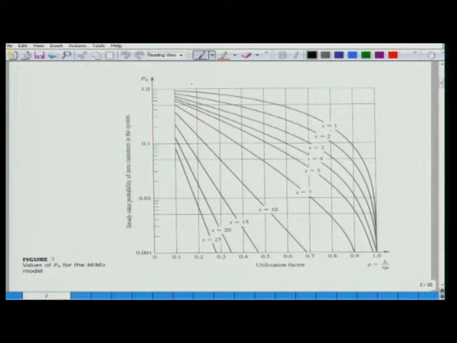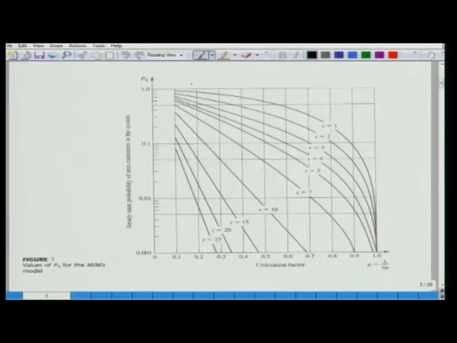So, then it will help me to just plot the value given my utilization factor and the number of servers, then I can find out the corresponding value of P naught. So, this is the contribution of figure 2, and later on when I work out an example, I will use these values. Okay, now I will show you another graph.